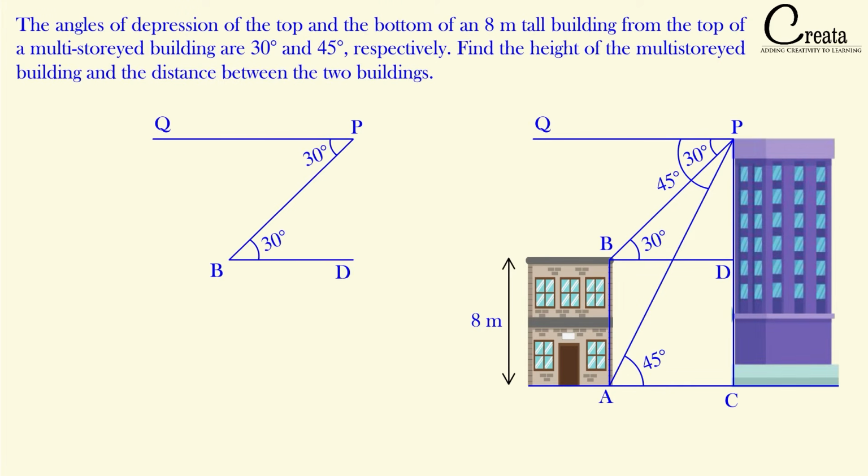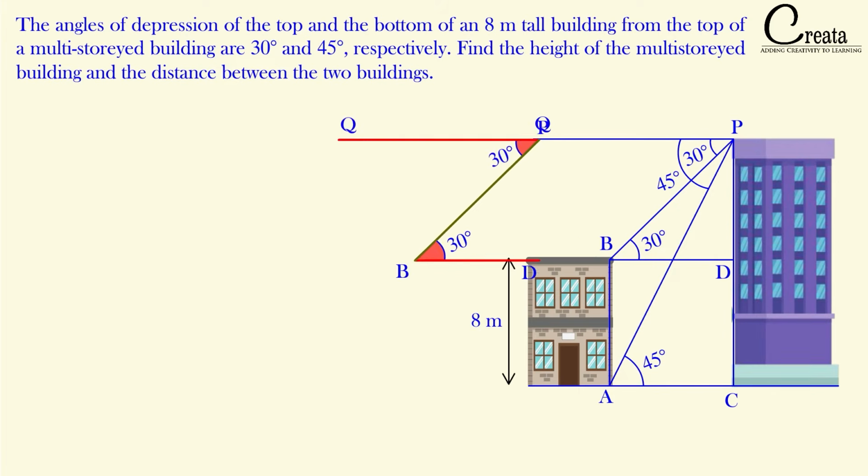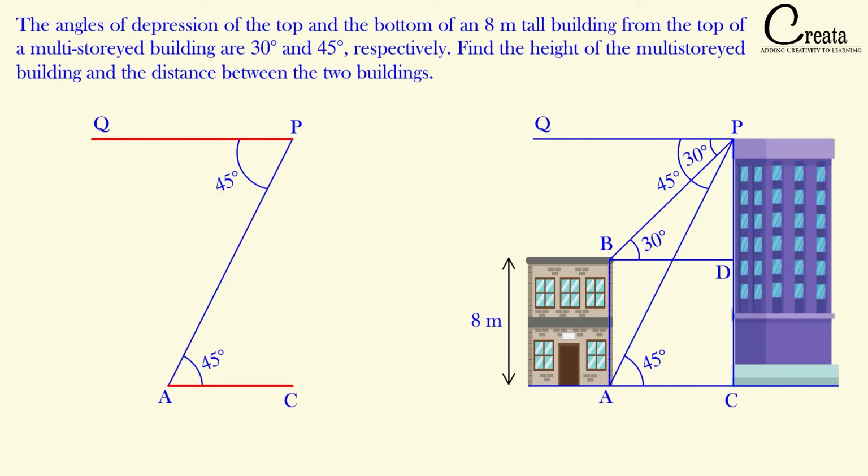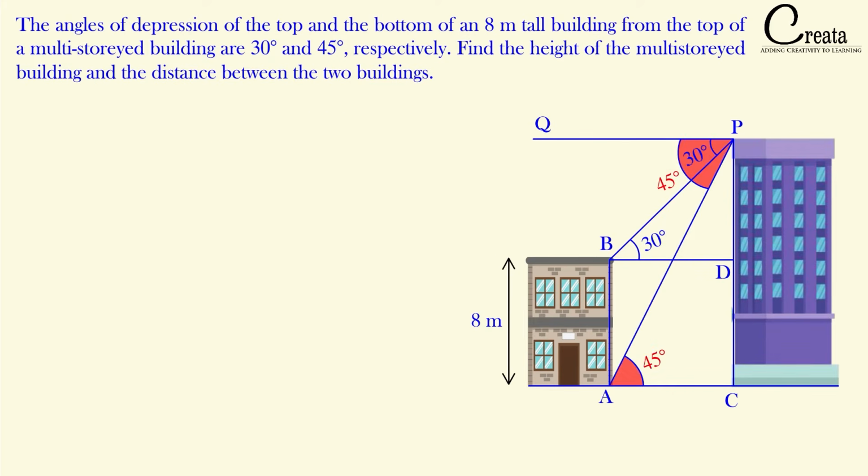If we take QP and BD as the two parallel lines and BP is the transversal, we can say these two angles are the alternate angle. And in case of the transversal, the alternate angles are equal. So these two angles, that is 30 degree, will be equal to each other. Got it? Similarly, if we take QP and AC as the two parallel line and PA as the transversal, then these two angles are the alternate angle which will be equal to each other. This is the important concept and mainly used with the angle of depression.